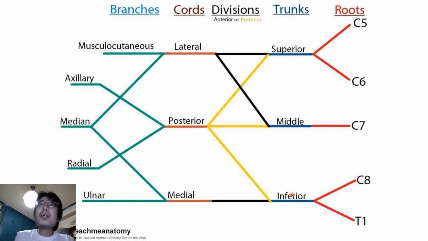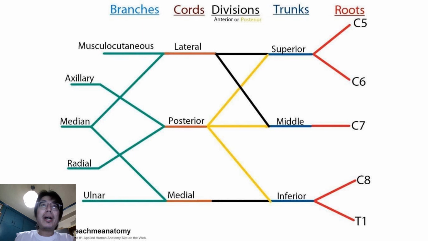The three trunks continue on as anterior and posterior divisions, which is simply a function of their anatomic location. The divisions do not give off any branches, but simply continue on as one of three cords: the lateral, posterior, and the medial cords. Finally, each of these cords gives off different terminal nerve branches.